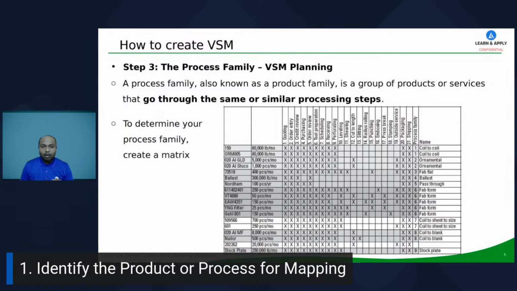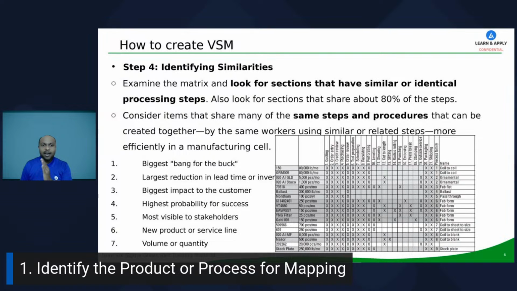After marking all the products for the processes they undergo, we need to identify the similarities. Examine the matrix and look for sections that have similar or identical processing steps. Also look for sections that share around 80% of the steps. Consider items that share many of the same steps or procedures that can be created together by the same workers using similar or related steps, giving more efficiency in a manufacturing cell, etc. Right?